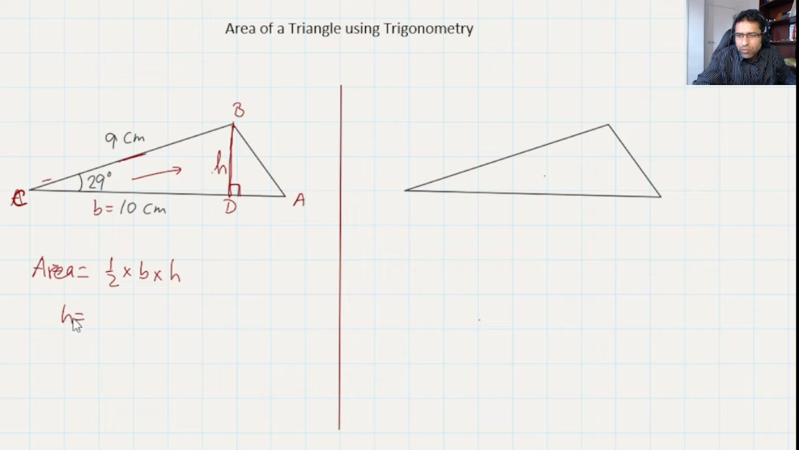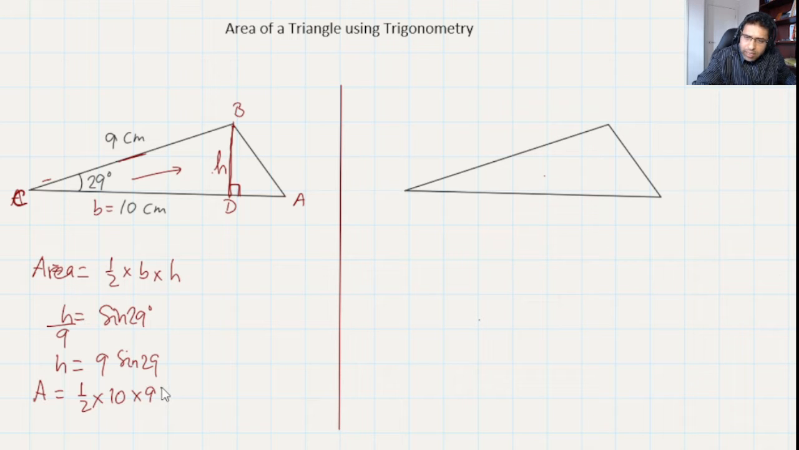We can write it in terms of sine theta. So sine of 29 degrees. Sine theta equals opposite over hypotenuse, H over 9. So I can say H equals 9 sine of 29, right? And then you can write down our area. So our area A will be half times base, which is 10, times 9 times sine of 29 degrees, and that will give our answer.